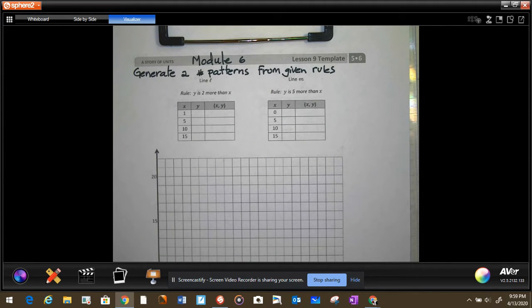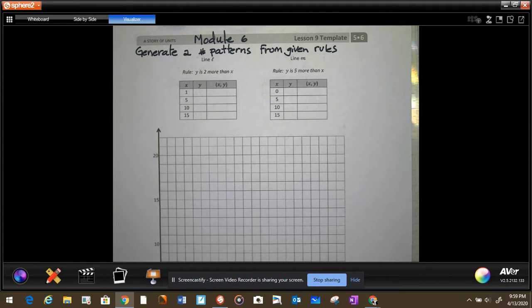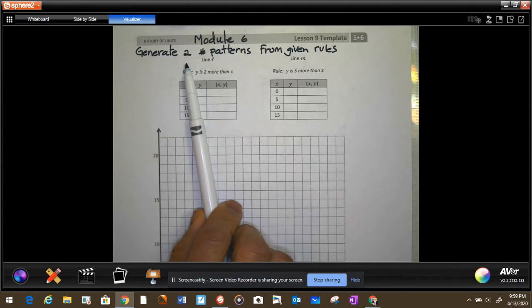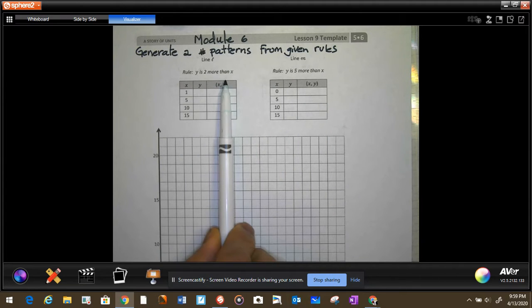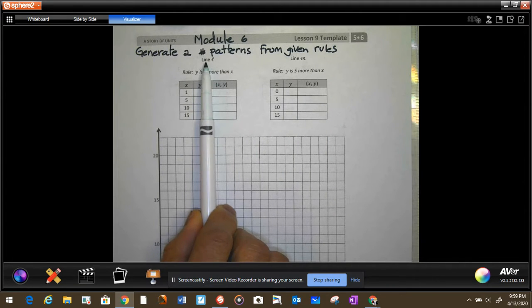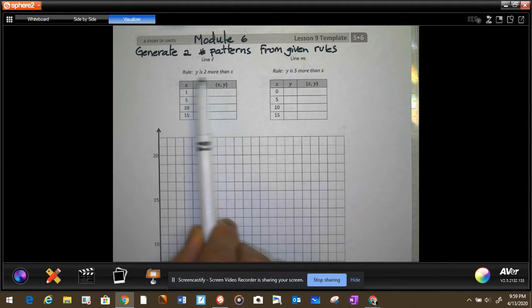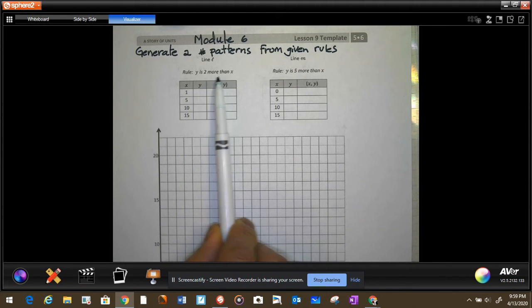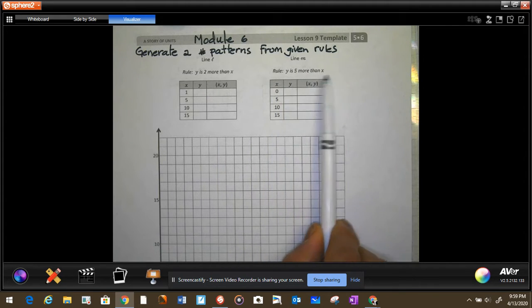This is Module 6, Lesson 9. This is very similar to Lesson 8. In this particular case, we're going to generate two number patterns from given rules. Here are the given rules. This is the name of the line, L, and the rule for L is y is 2 more than x. And the second rule for the line M is y is 5 more than x.